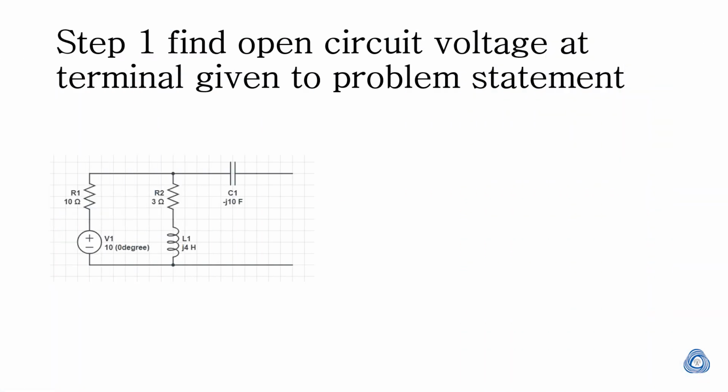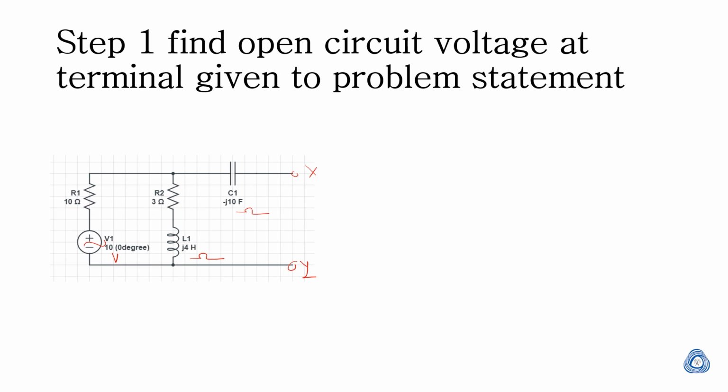So this is our numerical. It is given that my voltage source is 10 volt at 0 degree. Then R1 is 10 ohm, R2 is 3 ohm, inductance is 4j ohm, and capacitance is minus 10j ohm. And this is X and this is Y. So these are the terminals where we want to find the Thevenin's equivalent circuit.